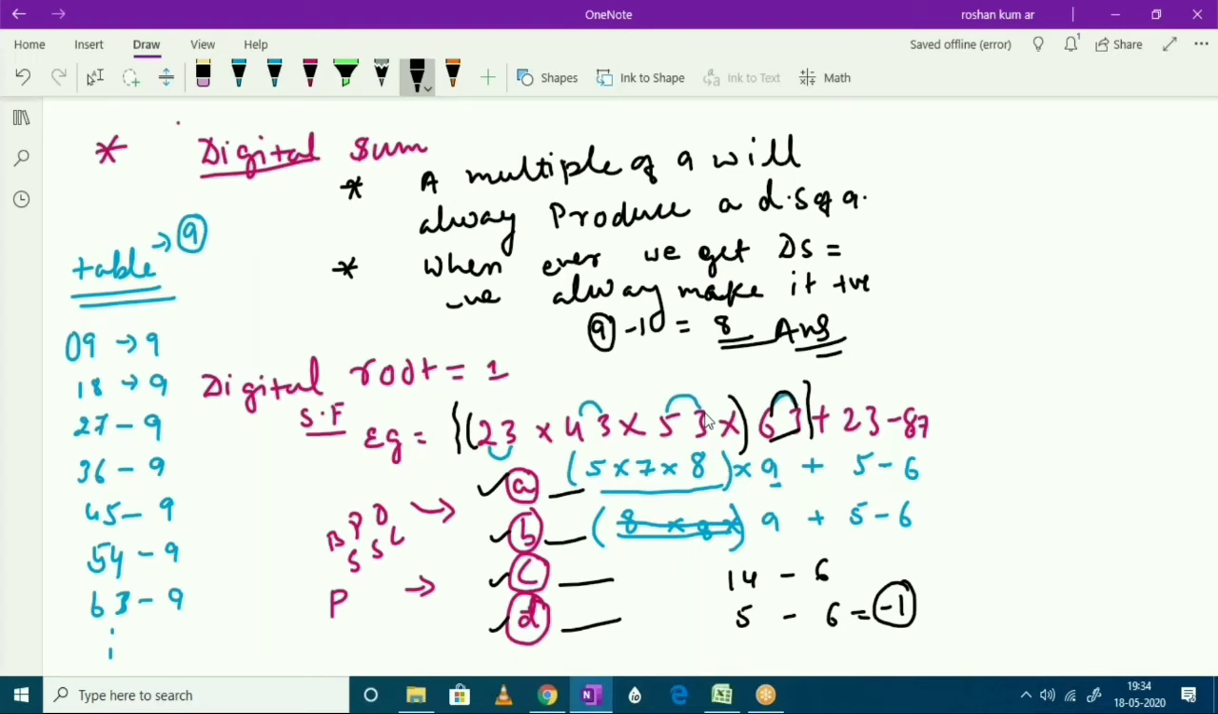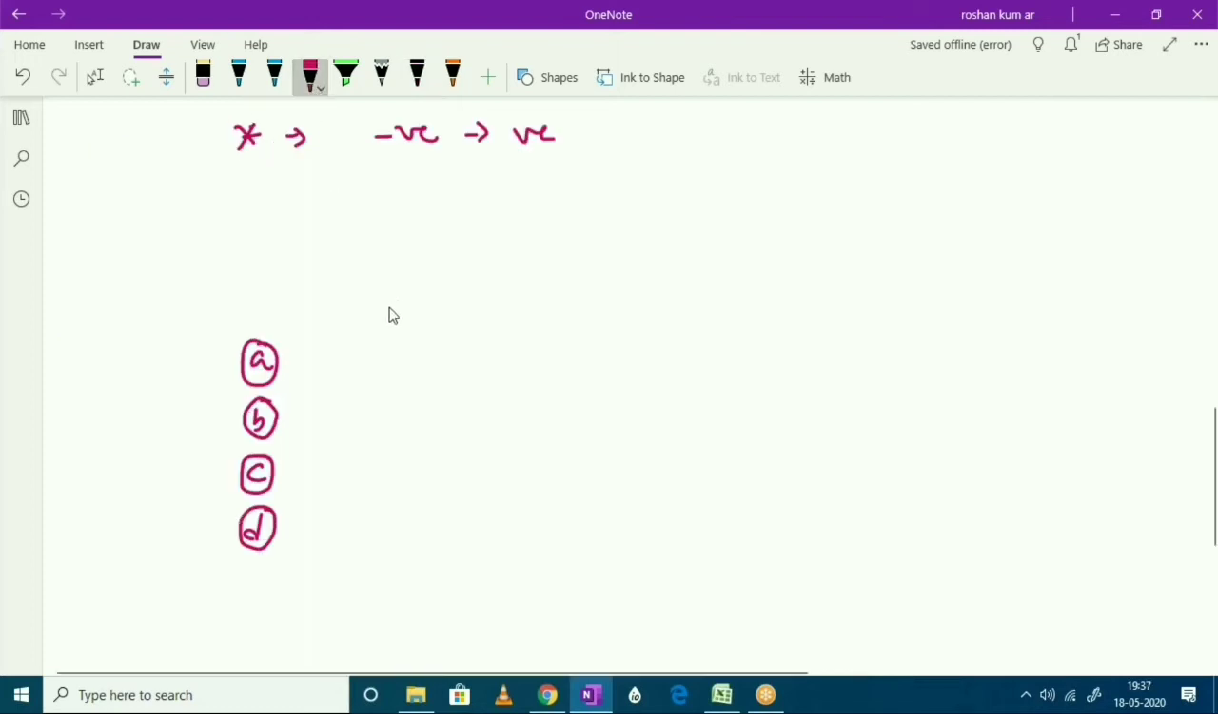Is that all good, my guys? All of you are listening to me. All of you are clear with 3 points. Point number 1, how to find the digital sum. Point number 2, how to make it fast. And point number 3, whenever I get a negative one, how to make it positive. Let me demonstrate some examples.